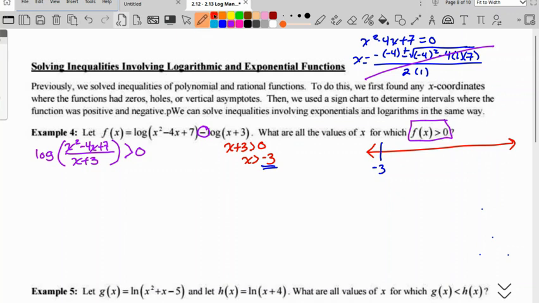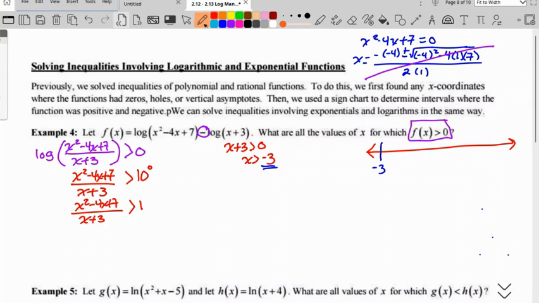So if I was going to rewrite that in exponential form, which is what I want to do right now, what's my base? Okay, so 10 to the 0 power has to be less than x squared minus 4x plus 7 over x plus 3. If you want to write that 1 there in the notes, I'm going to put that there so you see where it came from. So we're just rewriting this in exponential form. Anything to the 0 power is 1, so this means 1 is less than (x squared minus 4x plus 7) over (x plus 3).